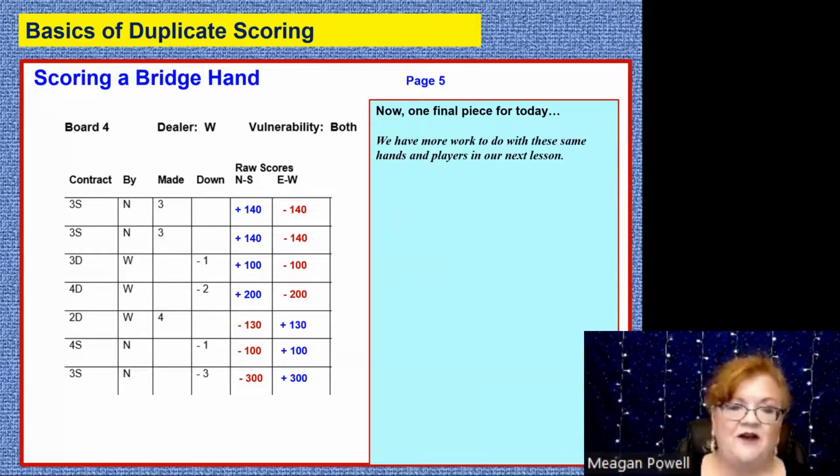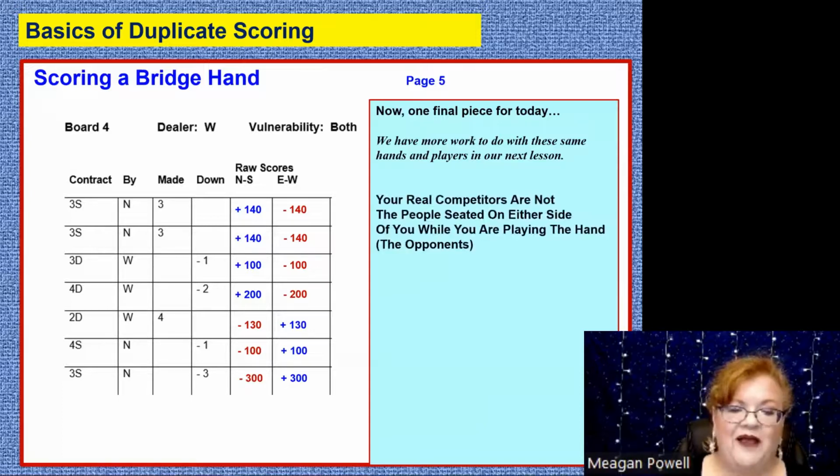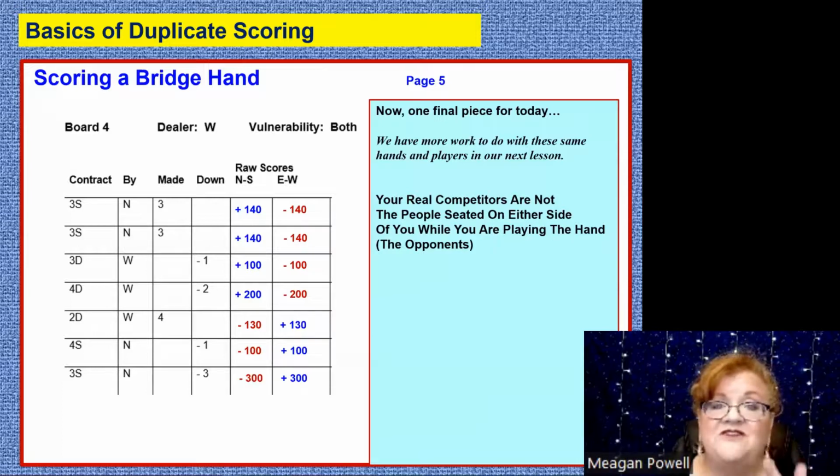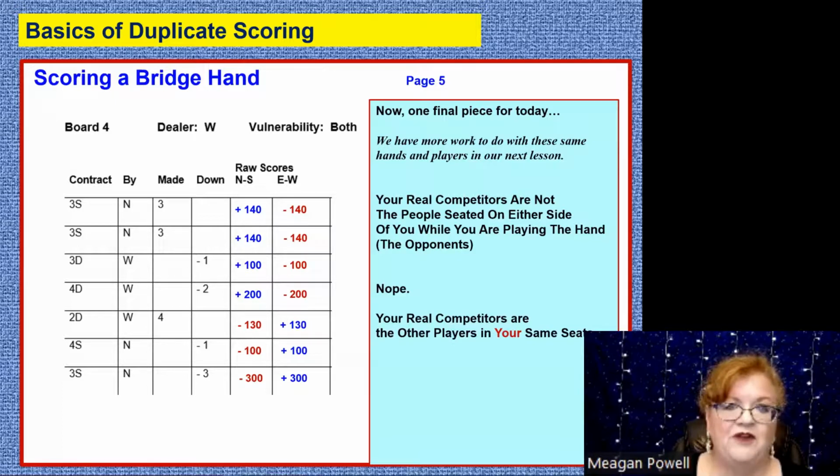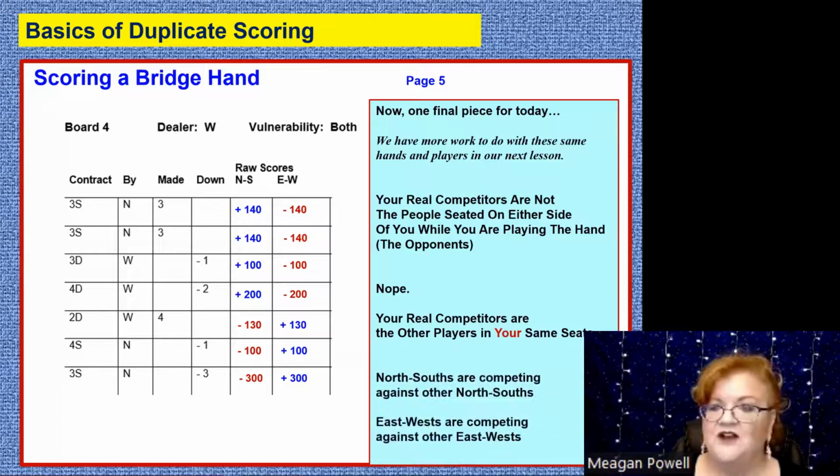But what I want you to think about here is, again, who your actual competitors are. The north-souths are all competing against each other. The east-wests are all competing against each other, even if they were always defender. They have to defend well. They have to do their best job stopping declarer. That's going to determine their score as well. Your real competitors are not really the opponents on either side of you. Sure, you want to beat them, but your real competitors are the other people in your same seat. So if you're north-south, you're playing against the north-souths.